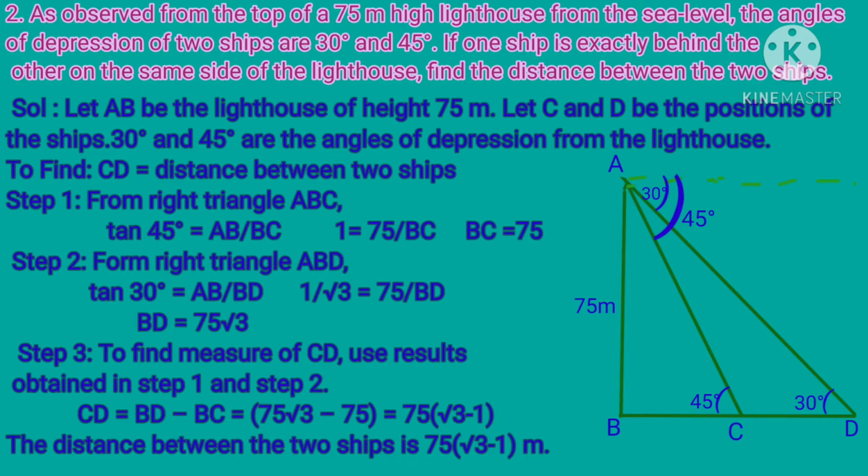So in step 3 we have to find the measure of this CD. Use the results obtained in these two steps. So CD is equal to BD minus BC. So we have to subtract this 75 from this 75 root 3. So 75 times (root 3 minus 1) is the distance between the two ships. So let's move to the next question.